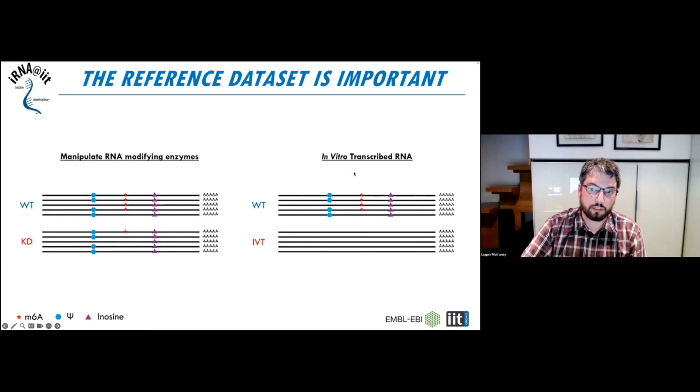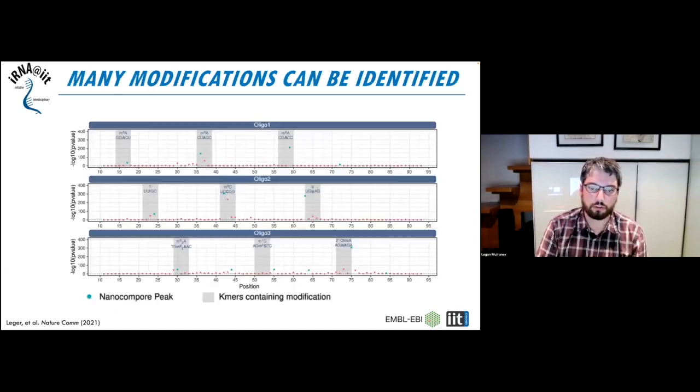Whereas if you do something like an in vitro transcribed RNA where all sites are canonical nucleotides, the modified positions at all of them will come up with signal differences. And so you can find the positions of all of these modifications. Importantly, though, the identity of these modifications can't be determined by NanoCompor. You have to use prior known information or some other source of information to identify them.